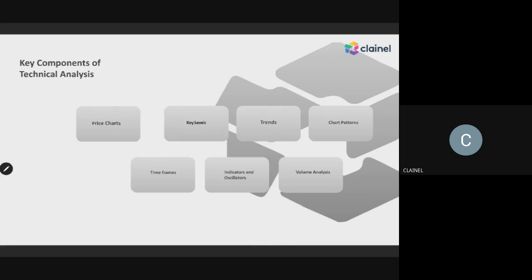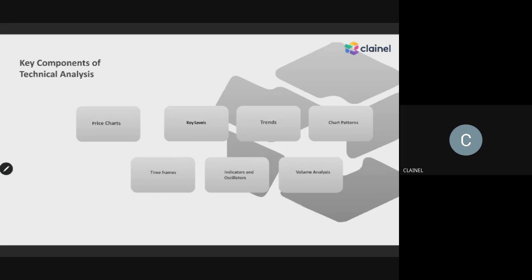There are key components of technical analysis, and first of all, one of the most important is your price chart itself. The price chart is a wide grid, a page filled with different setups actually. You can have different types of charts. We have the bar charts, we have the candlestick charts, we have the line charts.